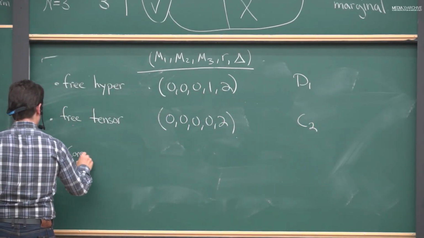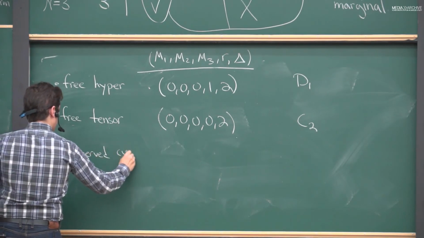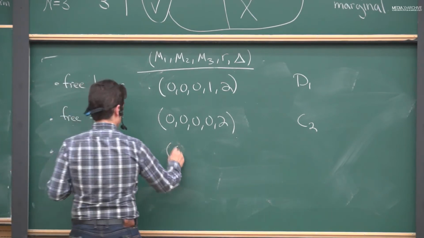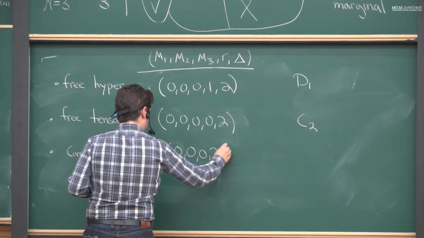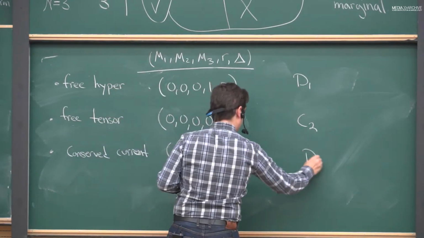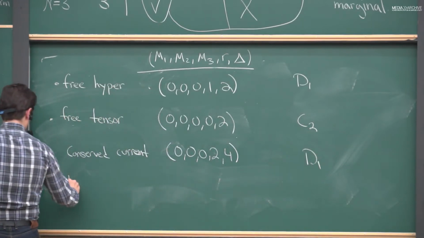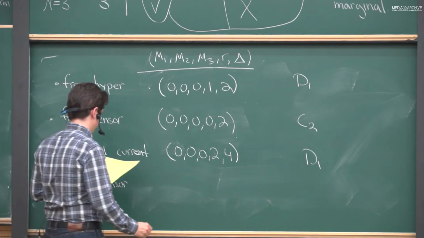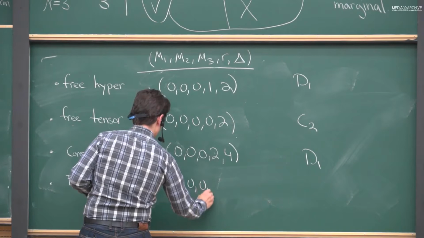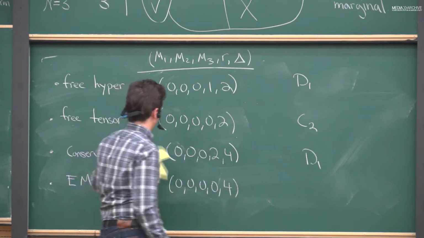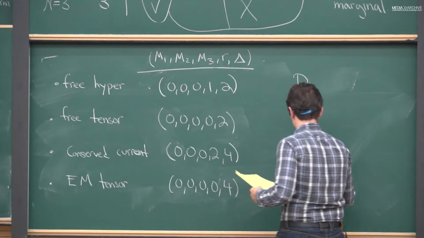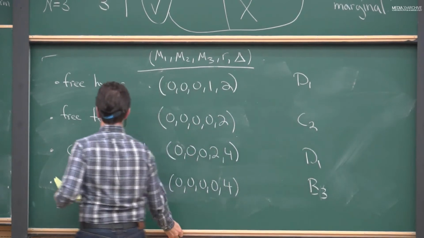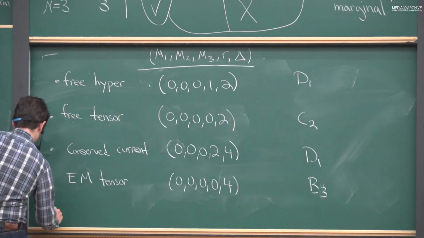A conserved current has 0, 0, 0, 2, 4. This is D1 again. The energy momentum tensor has 0, 0, 0, 0, 4. Clearly, I'm not very creative since I only come up with scalars. This is B3. Okay, I'll come up with something non-scalar right now.